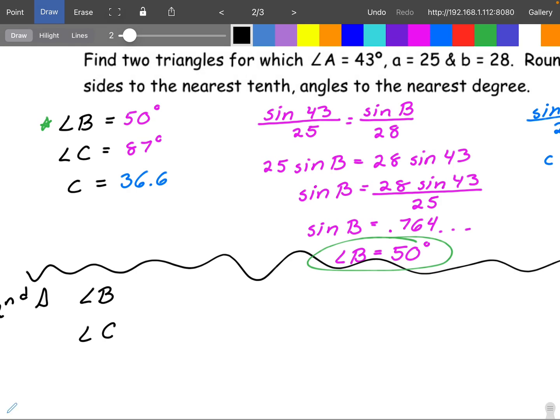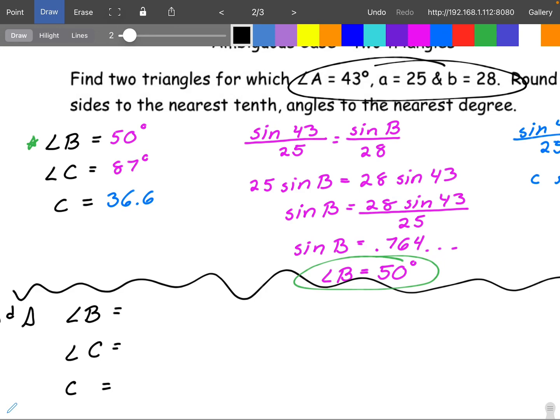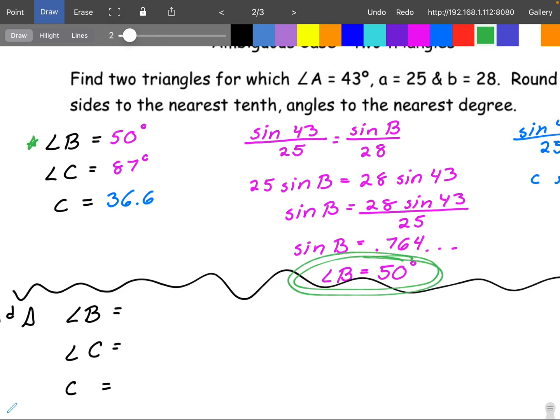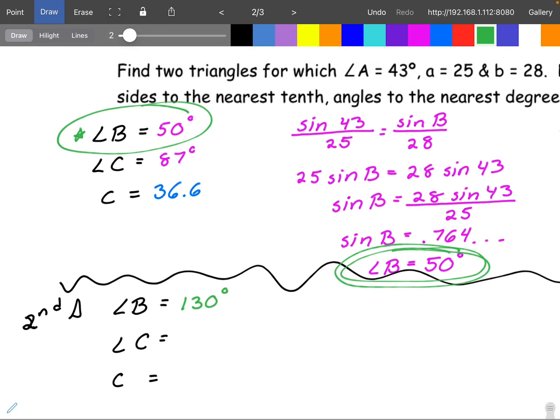So we're still having to find angle B, angle C, and little c, but our numbers are going to be different because it's another triangle that uses these same measurements. So we're going to take the first angle we found, which was angle B, here, and we're going to find the supplement of that. So the supplement of angle B is 130. That's going to be the angle measure for angle B in our second triangle. So find the supplement, and that will become that same angle in the second triangle.